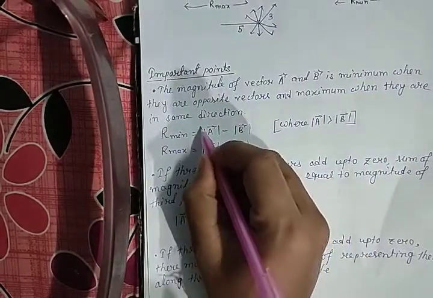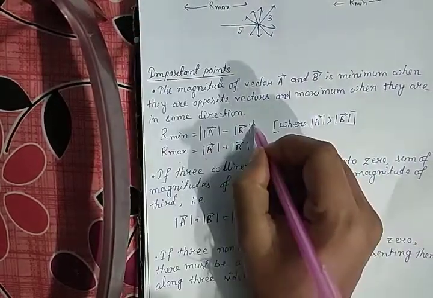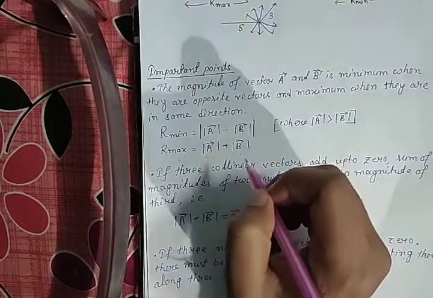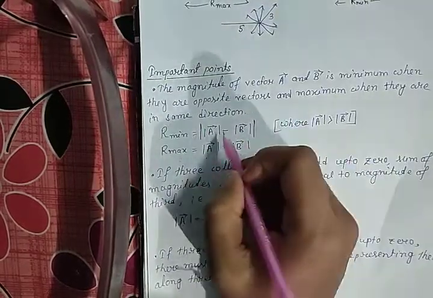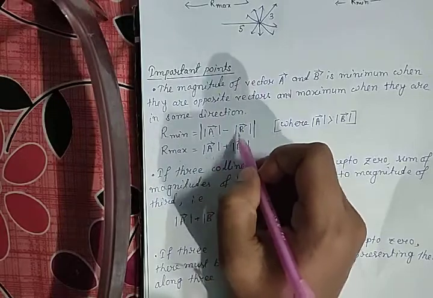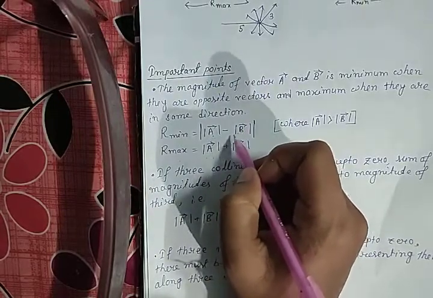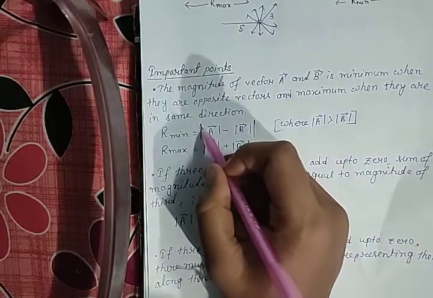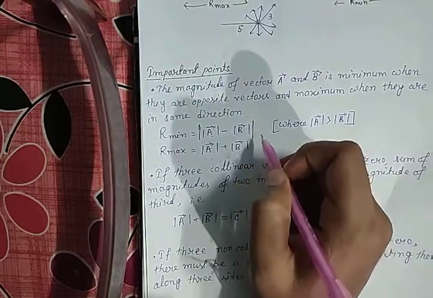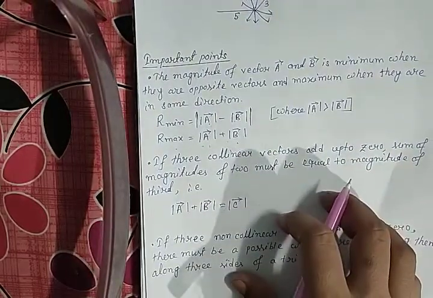There should be another whole mod. Why? Because if you are subtracting, suppose 2 minus 3, then it will be minus 1. So for this negative result, you need another modulus.